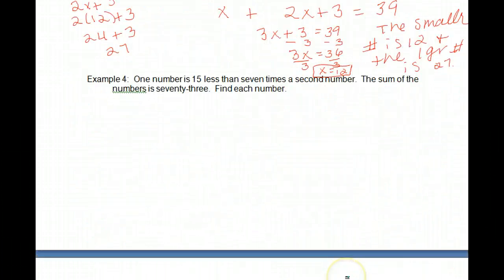I would like for you to try example 4, which is very similar to the one that we just did. Please pause the recording and try this problem. Whenever you're ready, please press play and we will try the problem together.